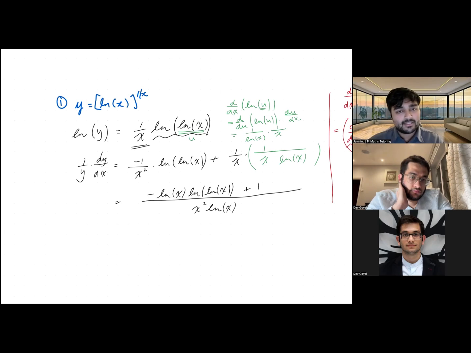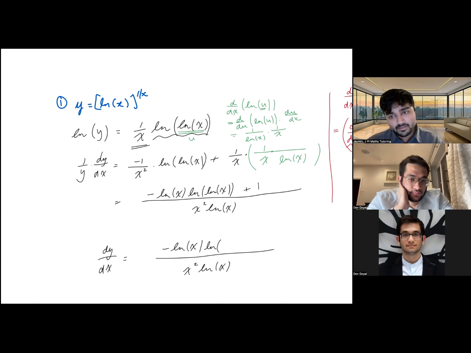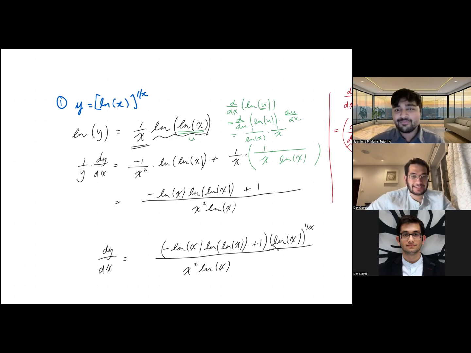And then the last step here to get dy dx is multiply both sides by y to get rid of that term. So dy dx equals, I'll keep the terms the same. And then I'm multiplying this by y, which was right at the start, ln of x to the 1 over x. So I can put this in brackets here and put ln of x to the power of 1 over x, like so. Very nice. That's correct.